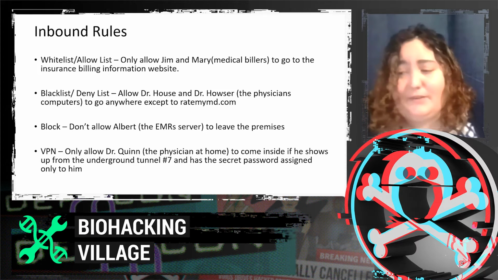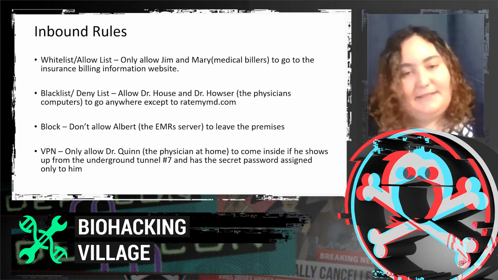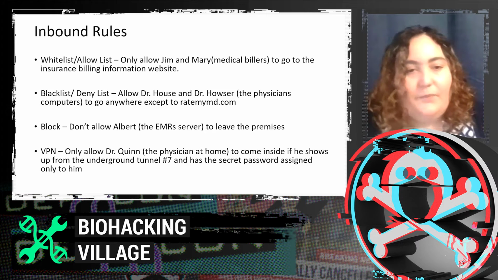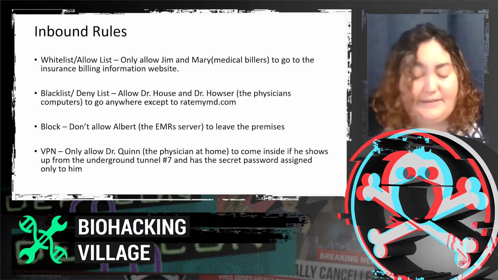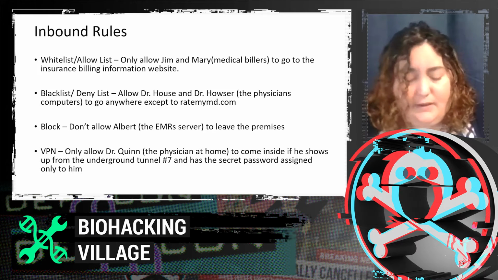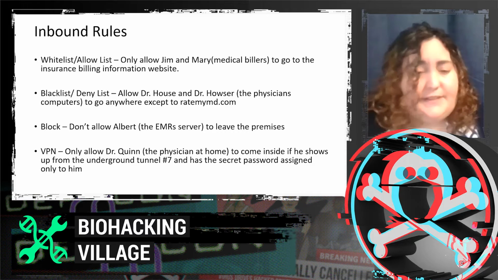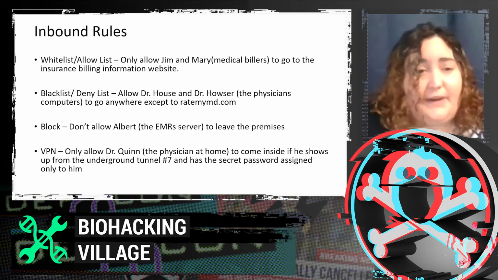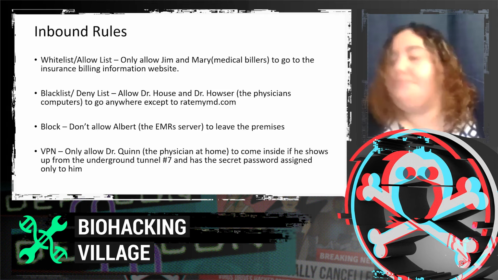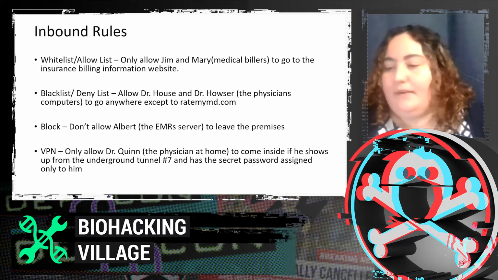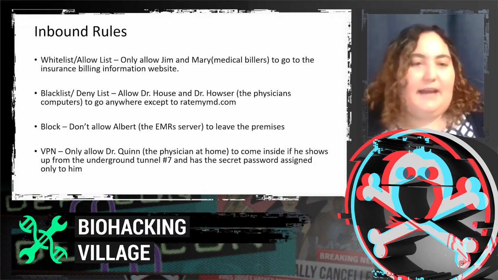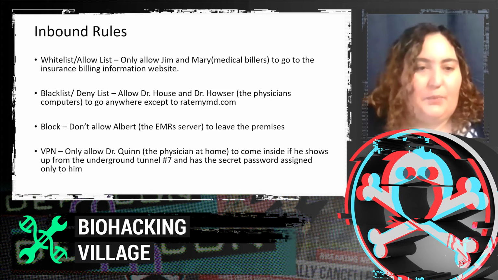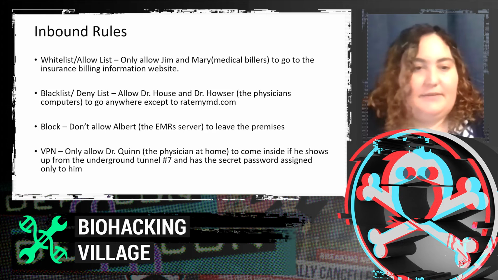You want to block, so you're not going to allow one person access to anything. For example, this person is in environmental services, he doesn't need to access financial records, so that's blocked altogether. And then VPN. You're only going to allow this physician that works from home to access our network if they're using our approved remote access avenue.